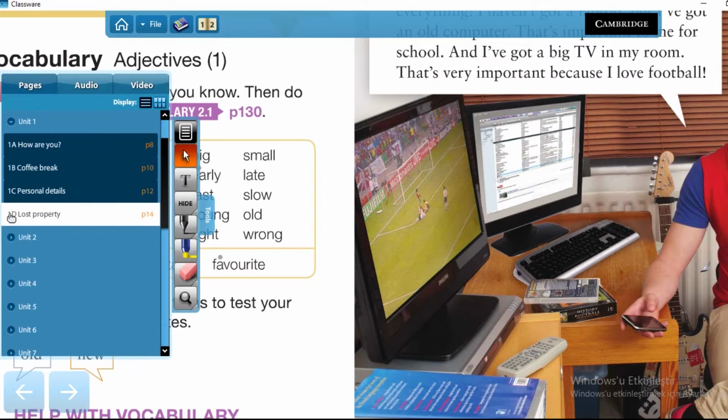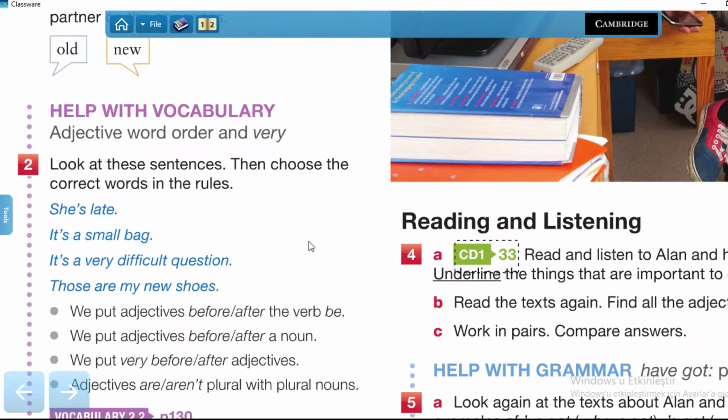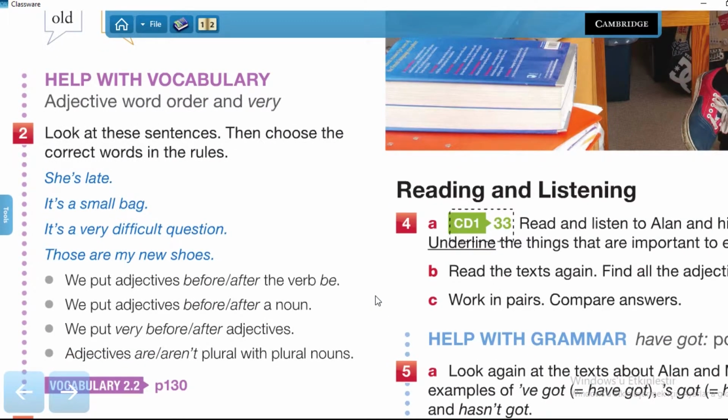Now, let's have a look at the word orders. Adjective, word order, and with very. Look at these sentences and then choose the correct words in these rules. She is late. It's a small bag. It's a very difficult question. Those are my new shoes. So, rule number 1. We put adjectives before or after the verb be.